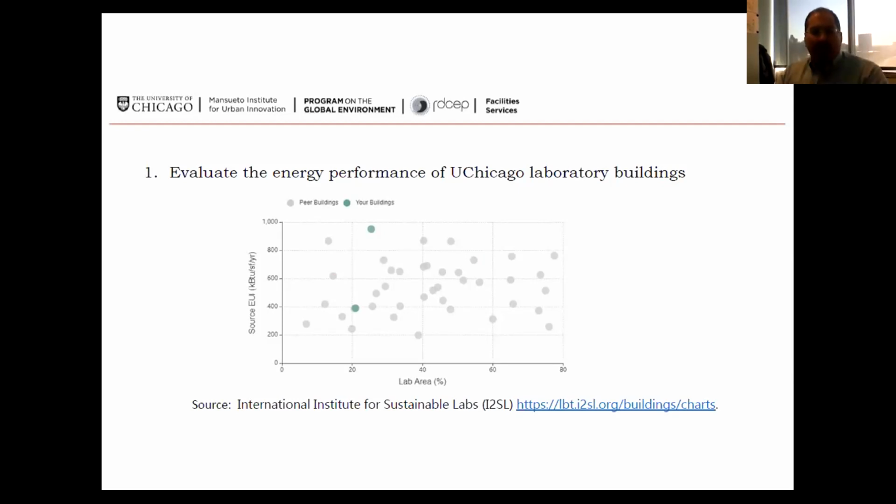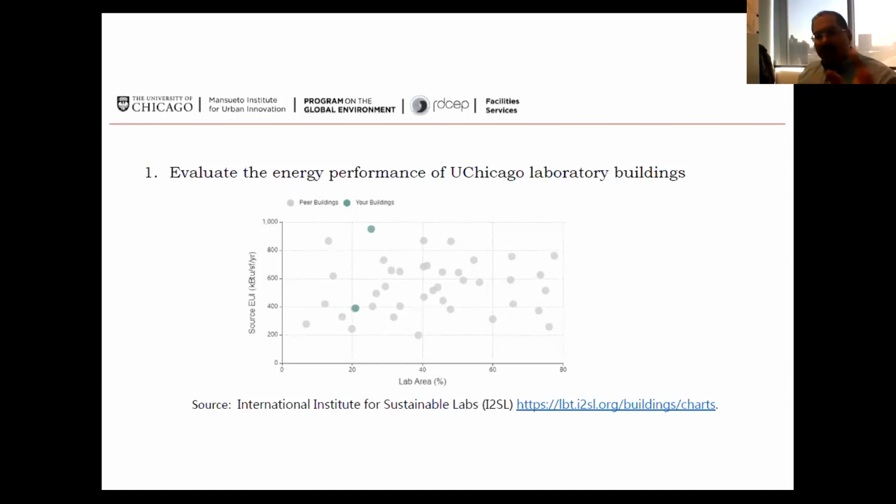This chart actually comes from the International Institute for Sustainable Labs. The link is shown here. It's publicly available data. And this shows energy use intensities, which we just talked about, for higher education chemistry labs in our climate zone, zone 5A, which is cool and humid. You can see here we've got the source EUI, and we've got the percentage of the building that is dedicated to lab spaces. That has a big difference on buildings. So this is one form of benchmarking.